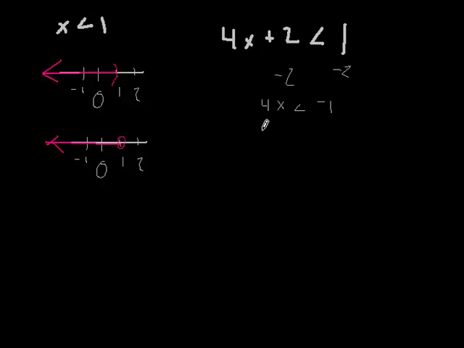I'm going to reduce both sides by multiplying by the reciprocal. The 4's cancel. Now what I really have over here is -1 over 1. And I'm left with x is less than -1/4.